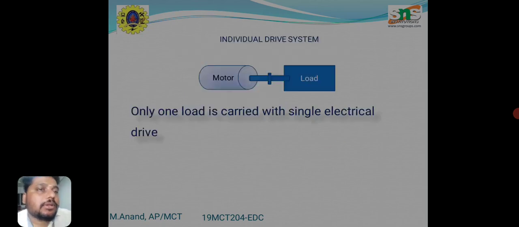Again, I will elaborate, starting with individual drive systems. In this drive system, we have only one motor used to drive a single load. The best example of an individual drive system is a grinder. In a grinder, we have only one load run by a single induction motor, mechanically coupled through a gear mechanism. Only one load is carried by a single electrical drive, which is called an individual drive system.